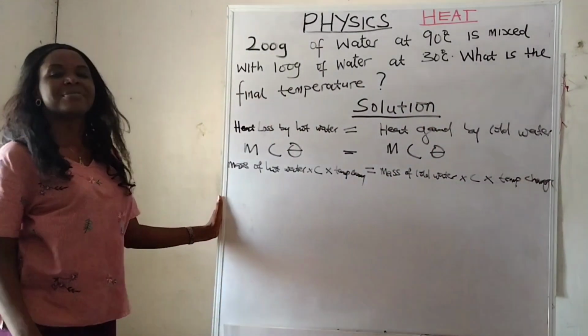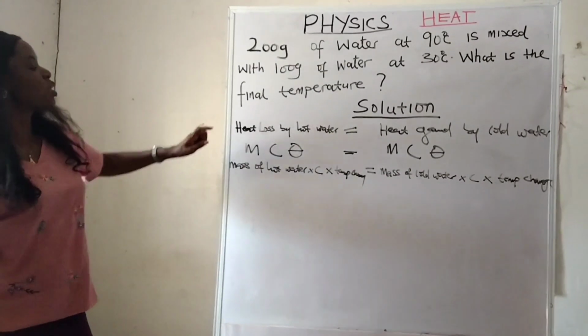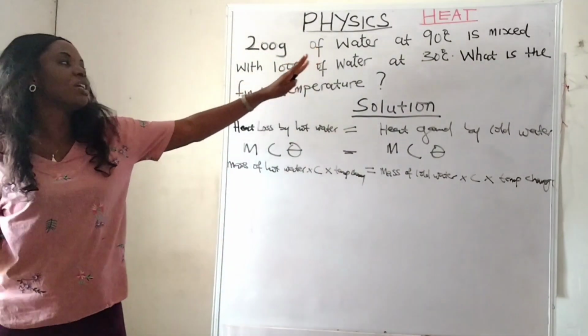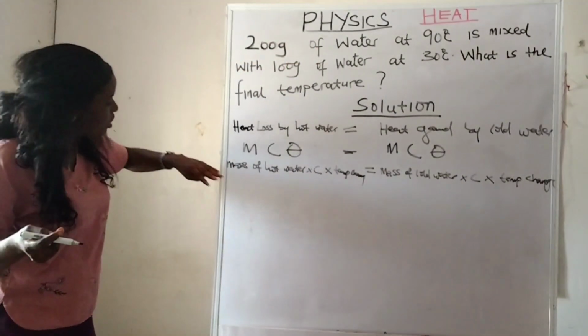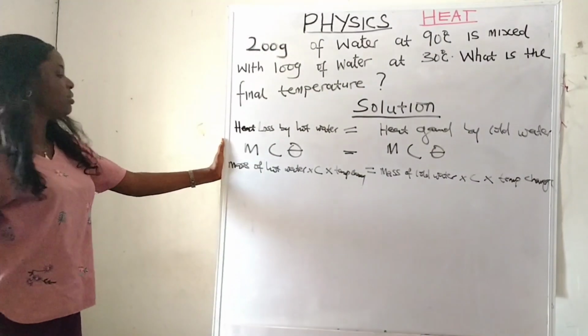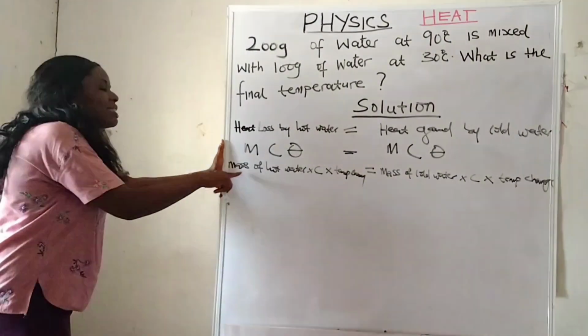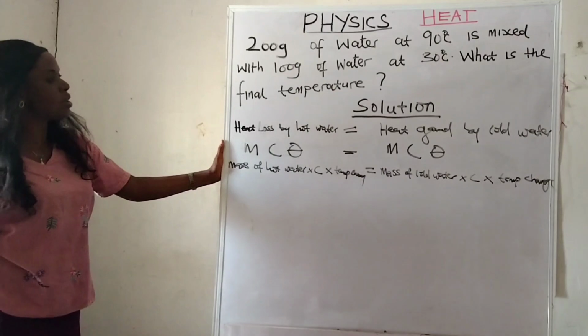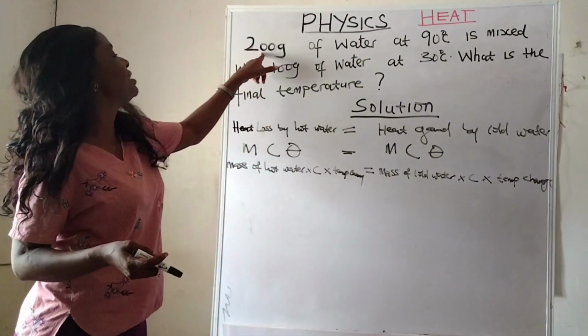Okay. Now next thing, I will substitute the information given to us in this question into this. So I will start like this. The first one here is mass of hot water. What is the mass of hot water given to us? They give us 200 grams.